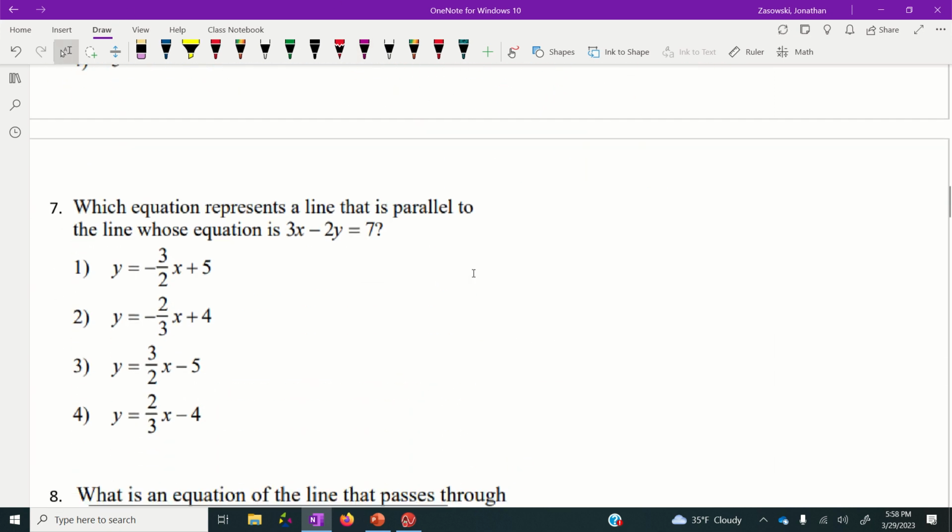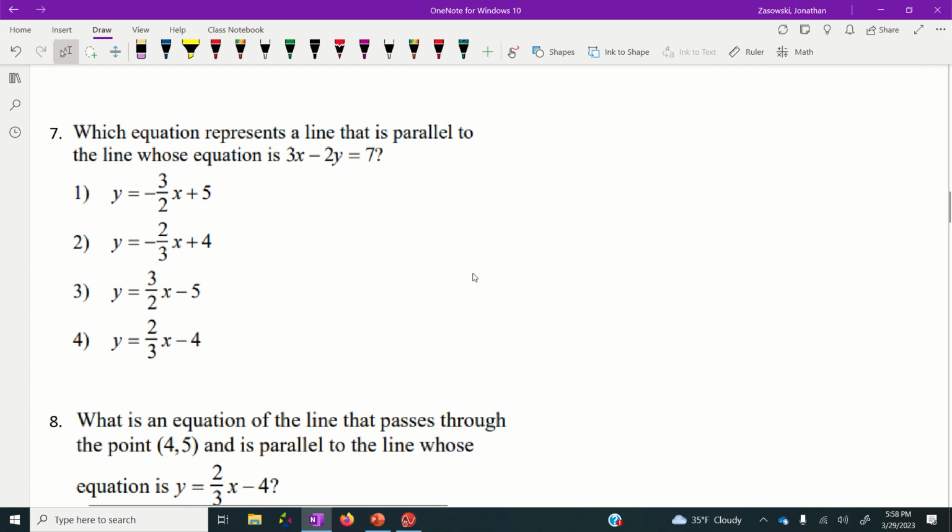All right, heading over to number 7, which equation represents a line that's parallel. So remember, parallel, we're thinking automatically that we want the same slope, okay, as the line whose equation we're given. So we can see these slopes nice and easy. And when we use our y equals mx plus b form, we know that the slope is always right in front of the x. So we can get the slopes just by looking here because these are already in y equals mx plus b form.